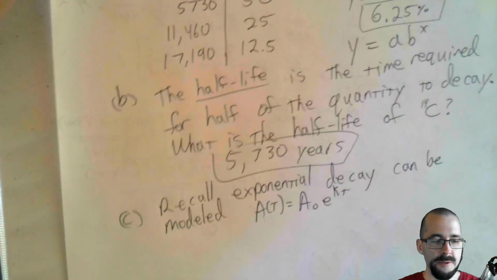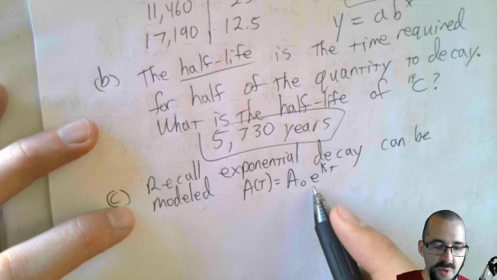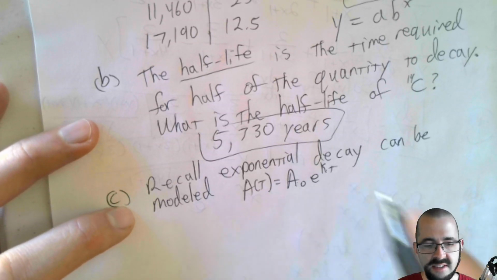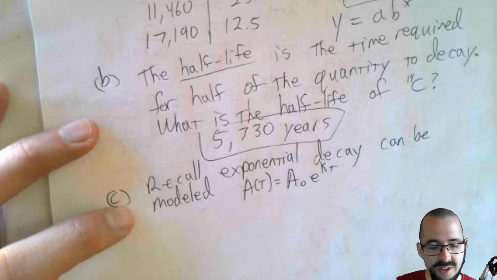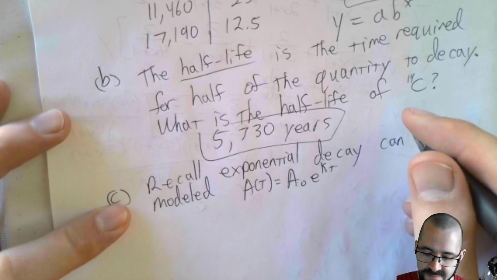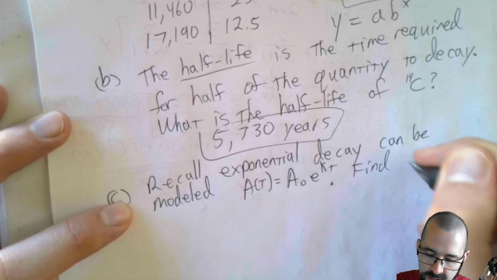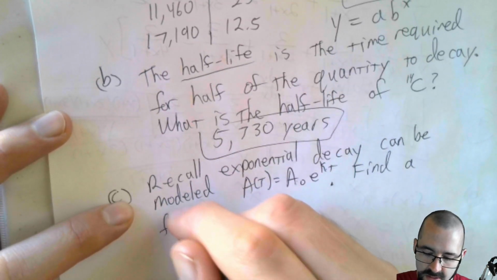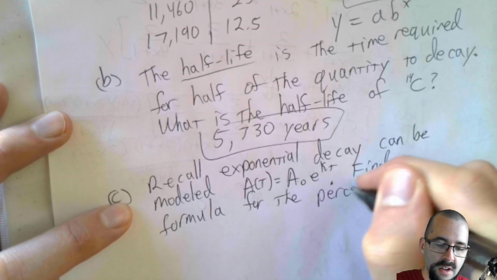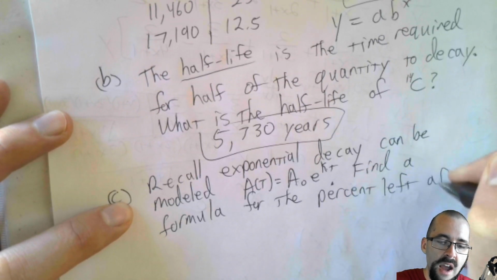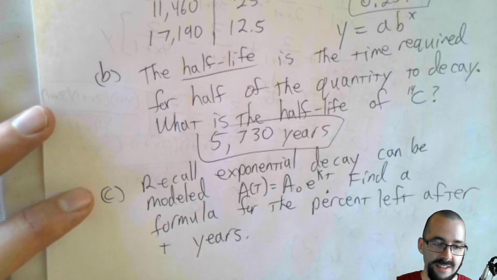All right. So what we've got here is a standard form for an exponential equation. Again, we can use different letters. I'm trying to be consistent with the book, and the book is not consistent with itself. But in this section, this is the equation that the book uses. Okay? The question is, find a formula for the percent left after t years. And this can be a little tricky.